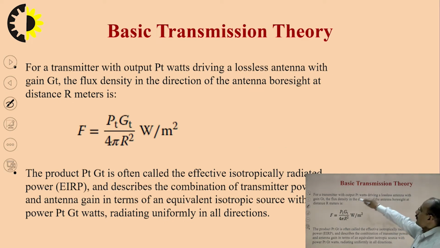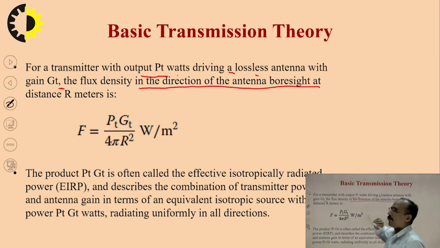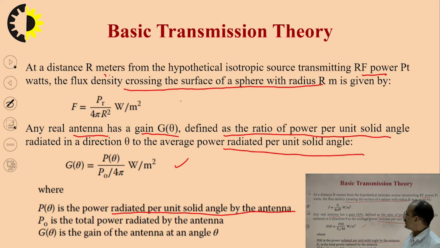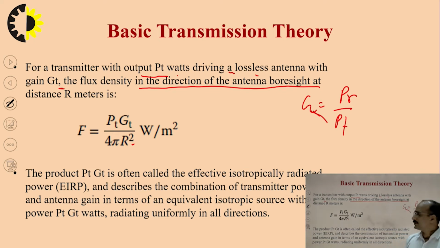Now, for a transmitter with output PT watt driving a lossless antenna with gain GT, the flux density in the direction of the antenna boresight at a distance r meters is, what will it be? F is equal to PT GT by 4π r square. You can see that in that direction 4π r square is the same. Similarly here PT GT is defining the power received, because you know that gain is received upon transmitted, because the gain formula is P received upon P transmitted. So PR is equal to what? G multiplied by GT. So PT GT over 4π r square. That is the flux density for the transmitter.